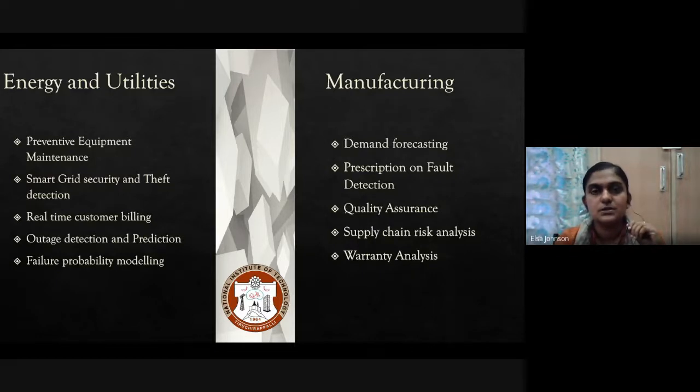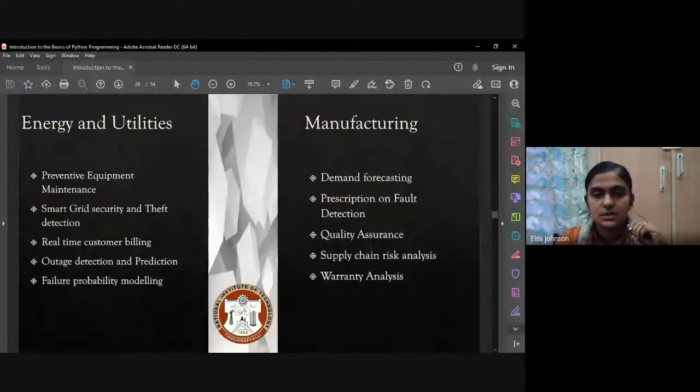And warranty analysis is there. When you buy some electronic equipment, you can see that this much warranty is there. So how do they find out they can give this many years as warranty? They have the data that their equipment won't fail for this period of time. So a particular company will be giving 1 year for your specific product. So just see this small video. I'll be sharing the link of this one also later.